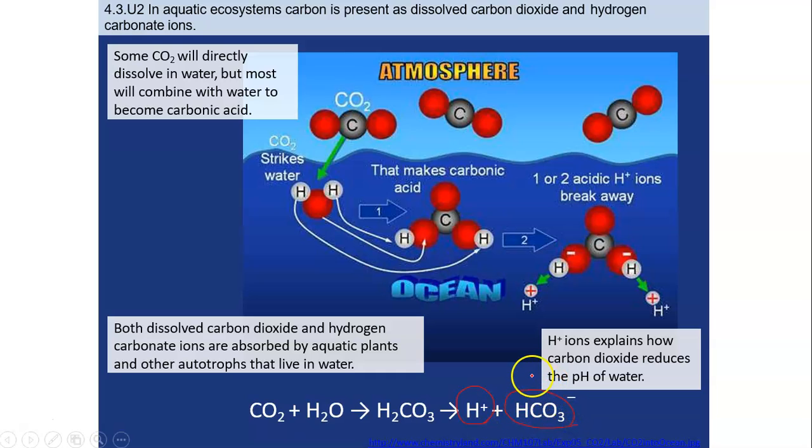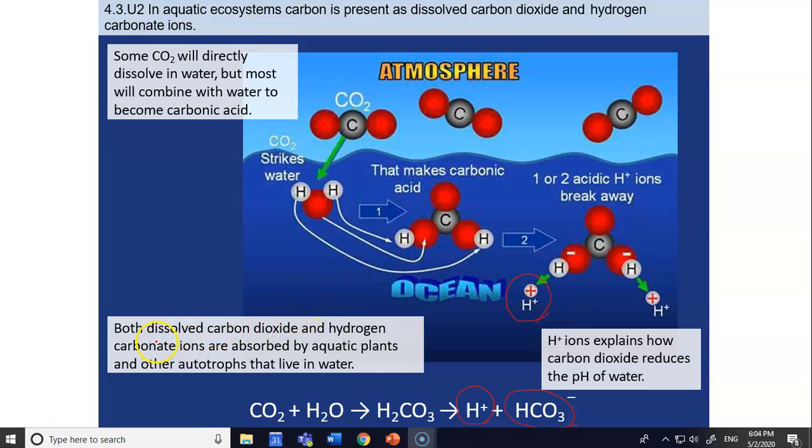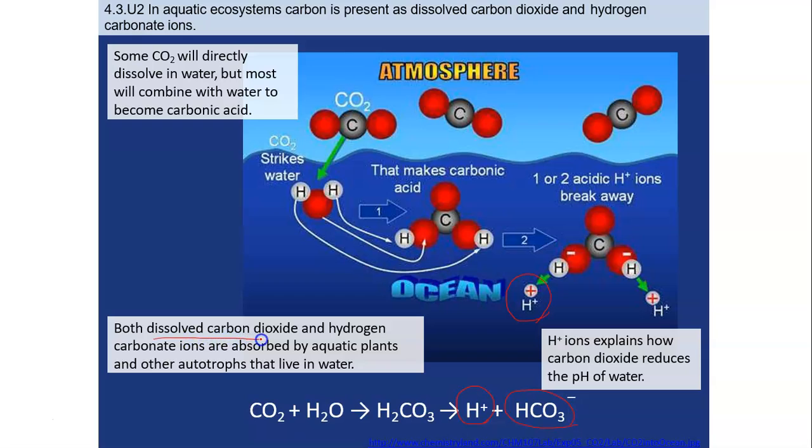This is the chemistry, and this is the reason that by increasing the level of protons inside the water, the pH will go down because it becomes acidic, and that's the reason the carbon dioxide will make the oceans acidic. Both forms, dissolved carbon dioxide and hydrogen carbonate ions, can be absorbed by aquatic plants and other autotrophs that live in the water, and they can do their photosynthesis by carbon fixation.